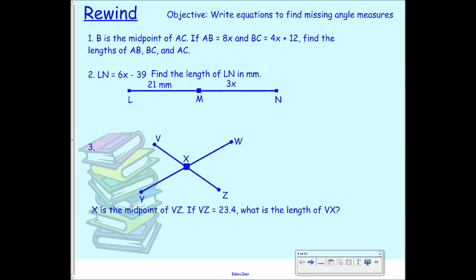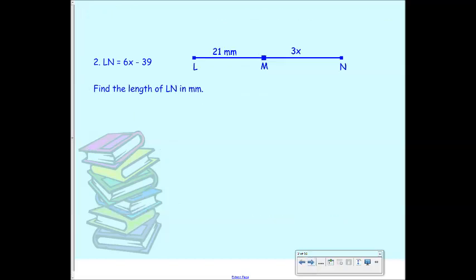What's going on down here? X is a midpoint, so that means X divides VZ into what? Into 2 equal pieces, right? So if the whole thing is 23.4, how do you find each piece? Just divide by 2. Good, divide by 2. And again, remember, you're always allowed to use a calculator in here, but for things like this, you can probably do that without a calculator, okay? But feel free to check yourself if you need it.